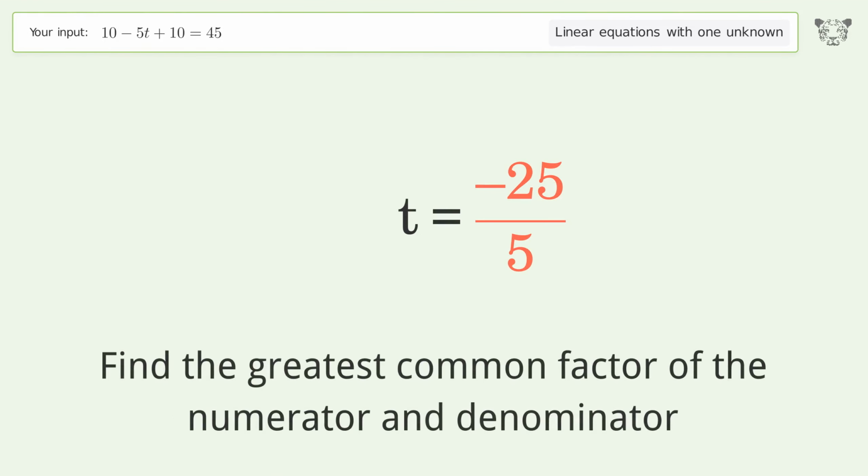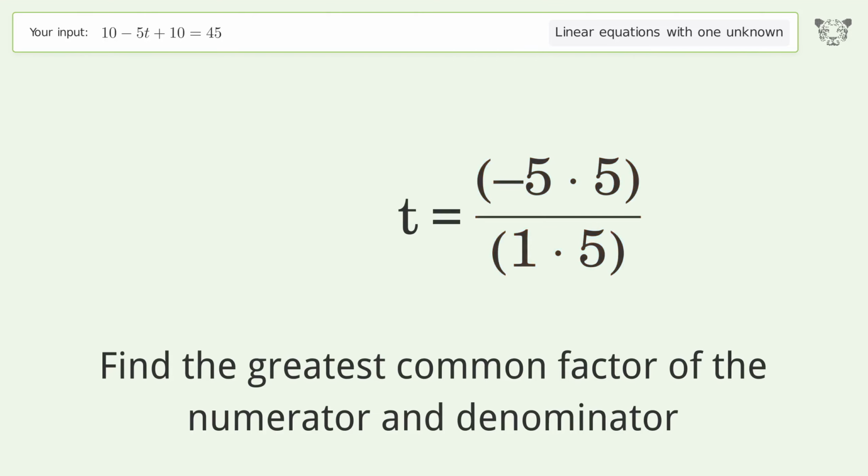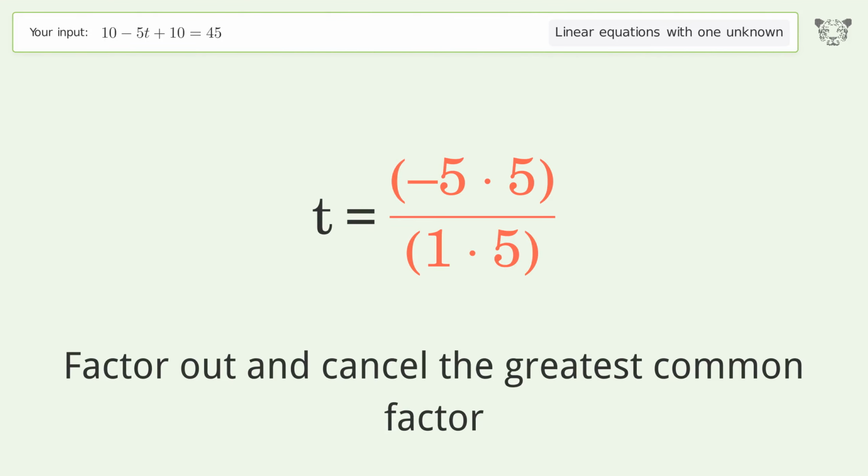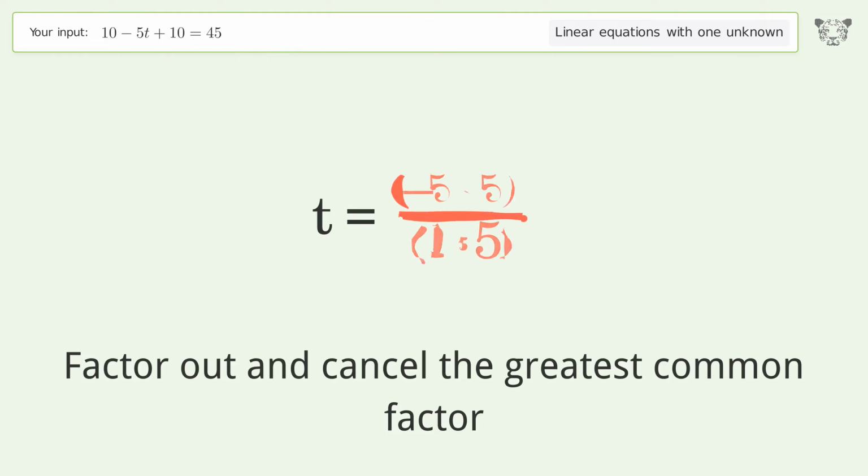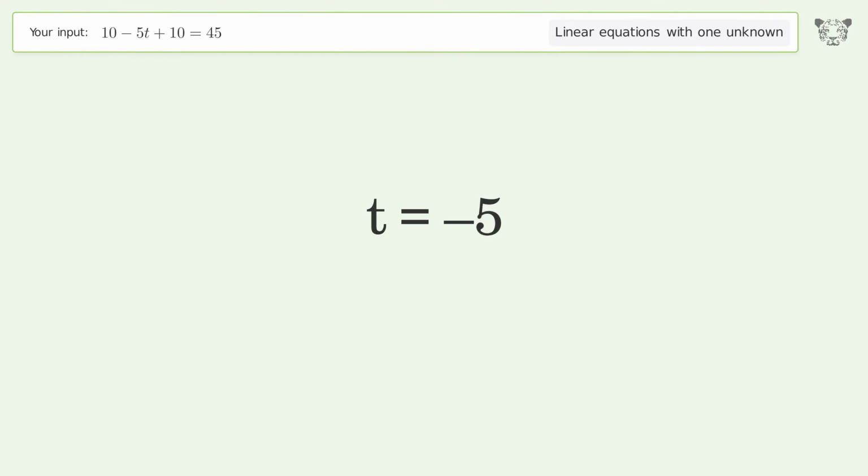Find the greatest common factor of the numerator and denominator. Factor out and cancel the greatest common factor. And so the final result is t equals -5.